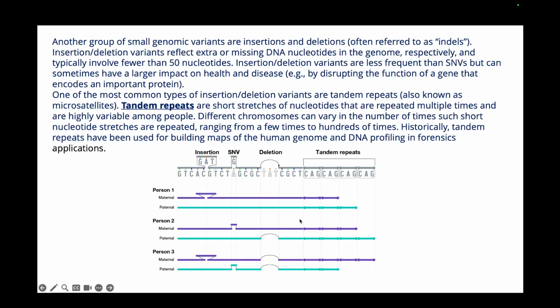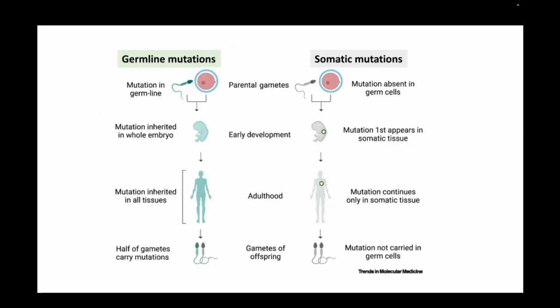So this is an insertion. A GAT has been inserted into the strand. An SNV here is just a single nucleotide change. A deletion is just cutting off that portion of the genome and joining the ends. And the tandem repeats are small stretches of DNA which are repeated one after another, like that. So these are different types of small variations that we have.